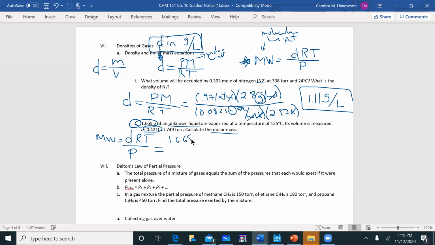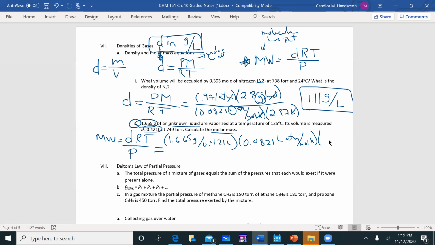That is my density, 1.665 grams divided by the 0.421 liters. That whole thing is the density. Then we've got our 0.0821 liter ATM per mole Kelvin.